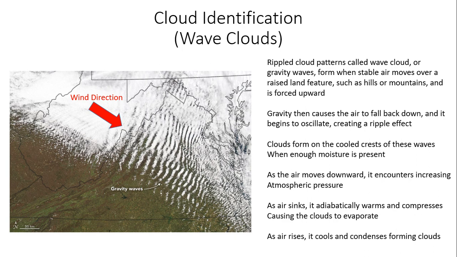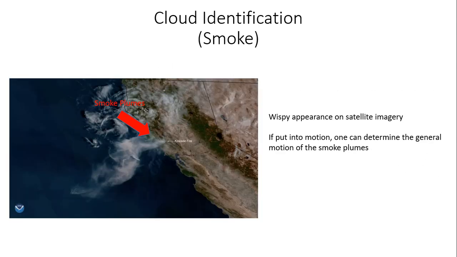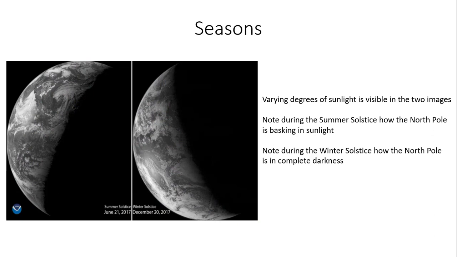Wave clouds, one of the coolest clouds you'll see downrange of mountains. Talked about cloud streets and what they generally indicate. And then smoke plumes, and we can tell the upper level winds and which way that plume is moving gives us that indication of the upper level wind direction. We talked about using satellites to determine what time of year it is, between the difference between summer on the left-hand portion of the image and winter on the right-hand portion.